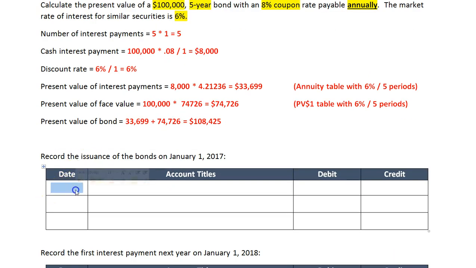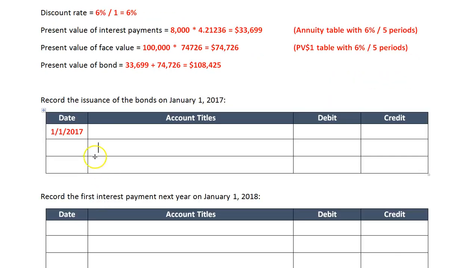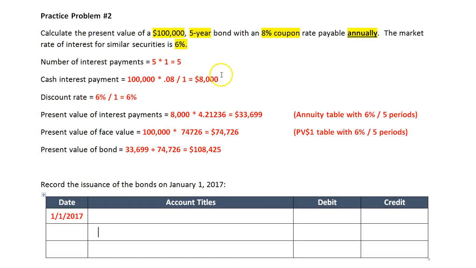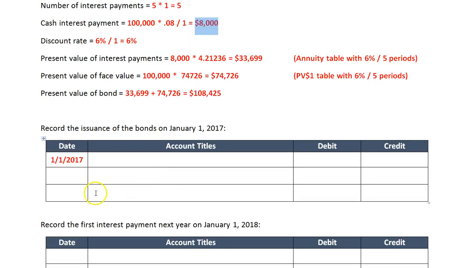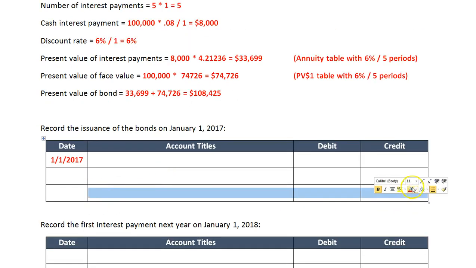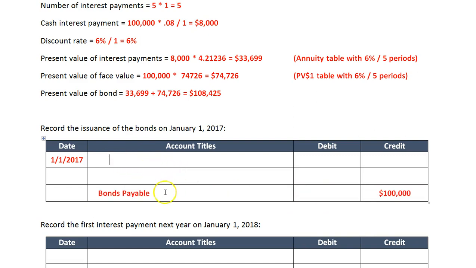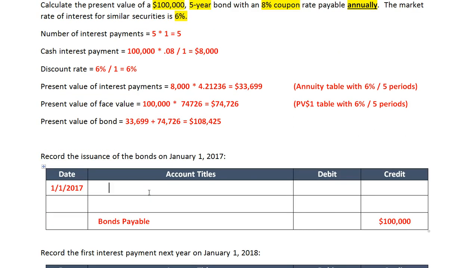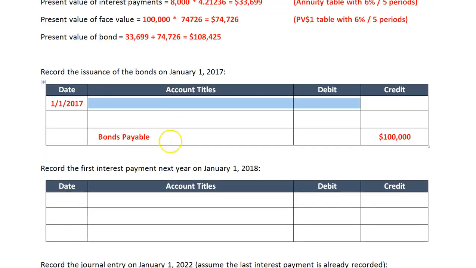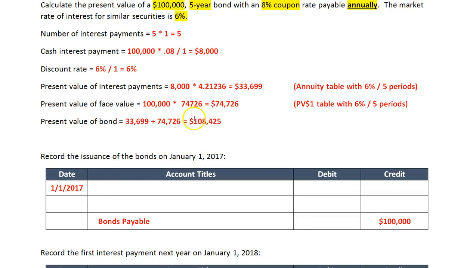Let's keep moving. 1/1/2007. I would think about the cash that we're paying out first. We're paying out $8,000 in cash. Oh, no, we're issuing it. Sorry, I skipped ahead in my mind to the interest payment. I'm moving too quick. We're issuing the bonds. So we're going to receive this amount of money as cash, 108,425. We're going to put the bonds on our books for their face value, and the difference will be either a premium or a discount.